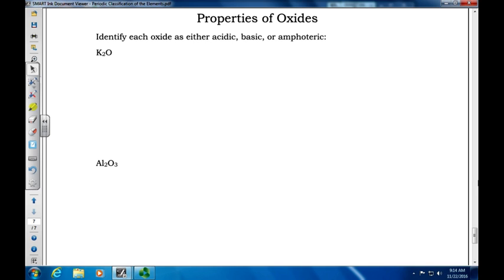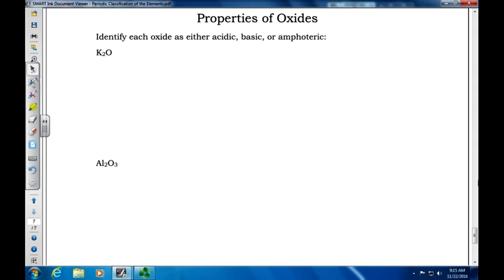And today we're looking at the properties of oxides. So we're asked to identify each oxide as either acidic, basic, or amphoteric, which means it lays somewhere in between acidic and basic. So let's take a look at each of these on our periodic table.